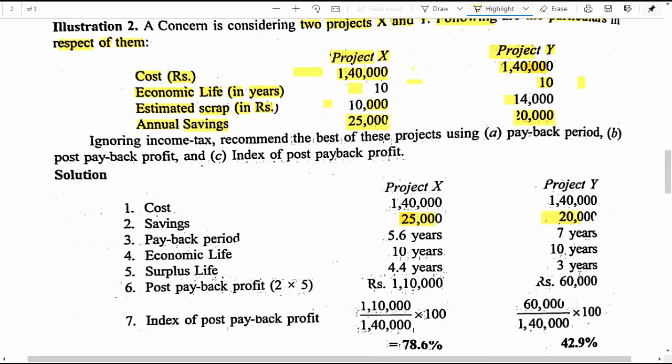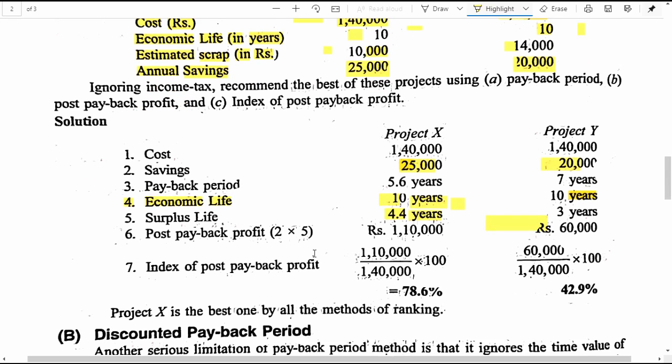So, life over payback period is the surplus life. Here, the life is 10 years for project Y. Payback period is 7 years. So 10 years minus 7 years gives us 3 years as the surplus life for project Y. Now let's get into the calculation of post payback profit.